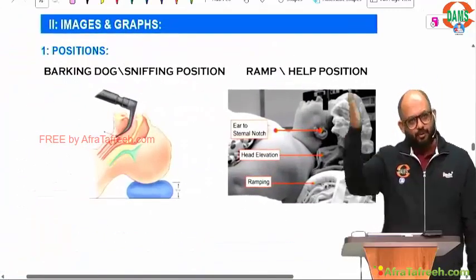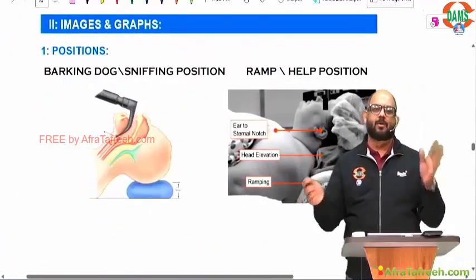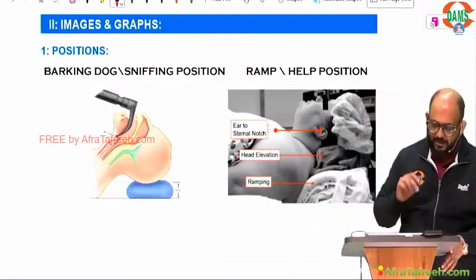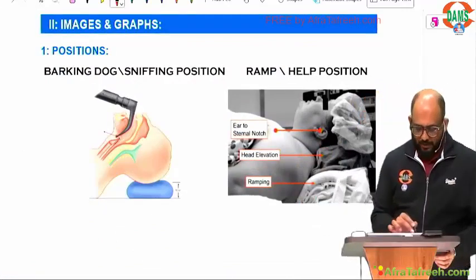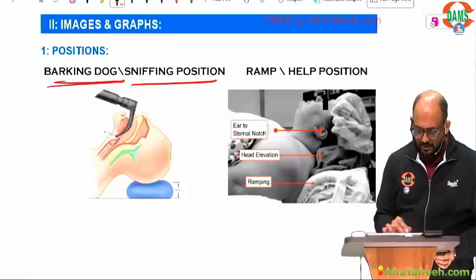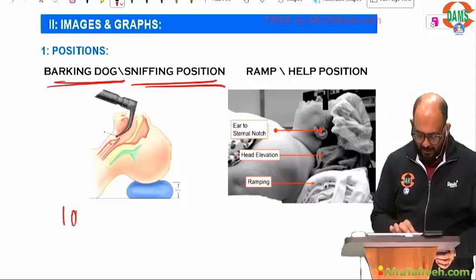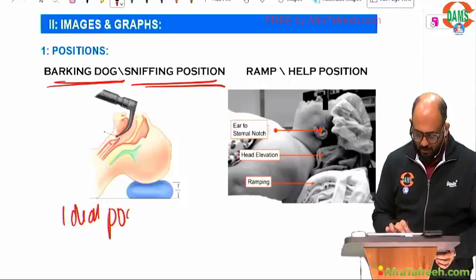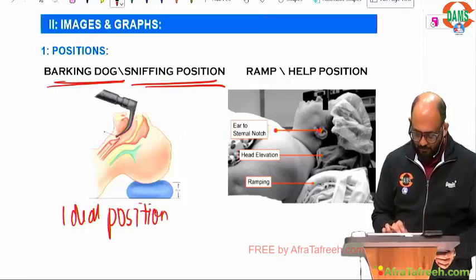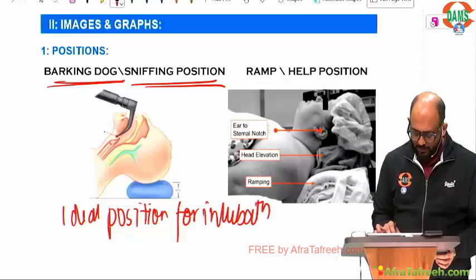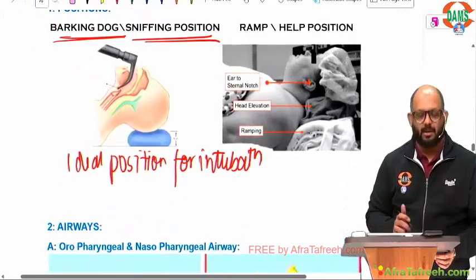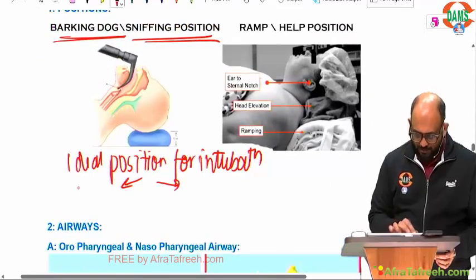Now we move on to the core anesthesia part. Let's now come to DVT, visual treat. So let's look at images and graphs. What is this position? Barking dog or sniffing position. That is the ideal position for intubation, isn't it? What happens? There are two positions, extension, flexion.